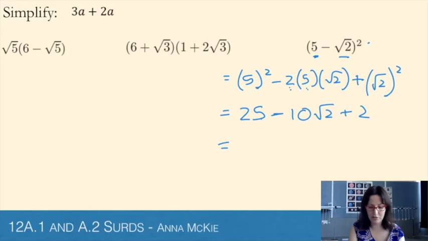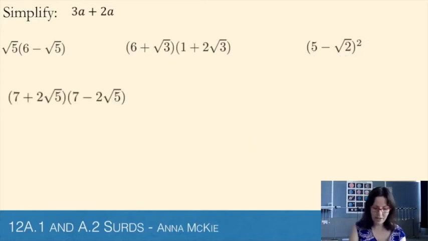Collect like terms so we can work with the constants. 25 plus 2 is 27, take 10 root 2. Next. So you may recognise this as what would end up being the difference of 2 squares when we expand it out. So that the middle term would disappear and you're just left with the end terms.